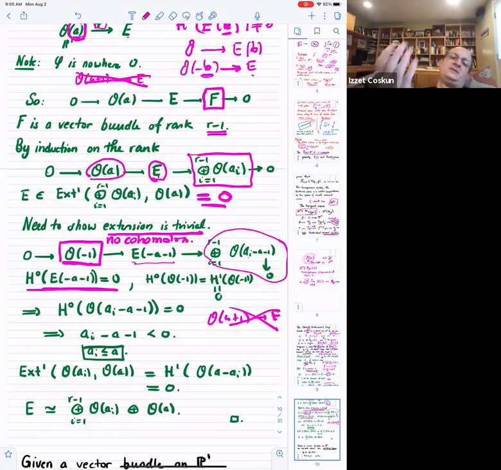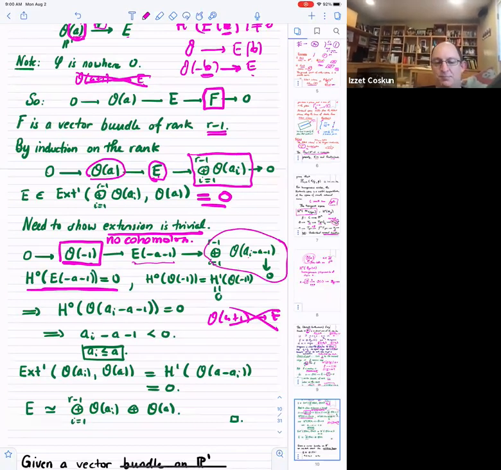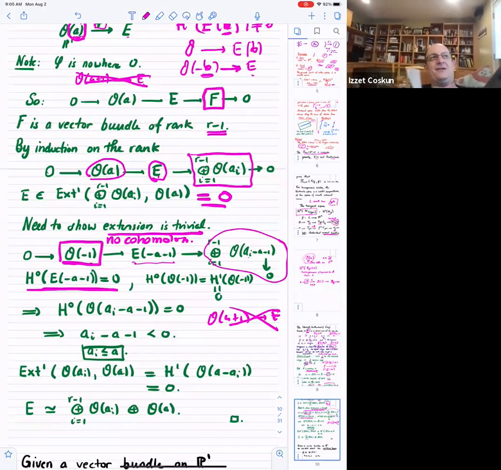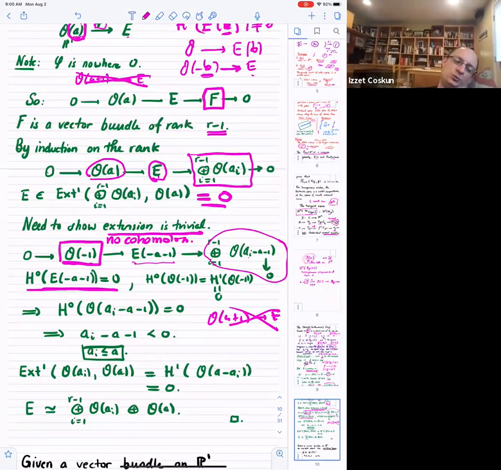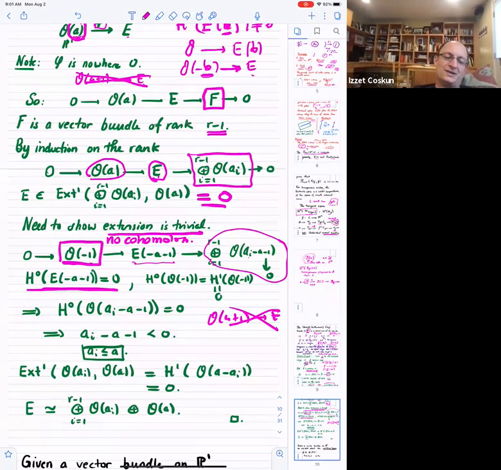But you see, that means that the H naughts, as I said, are polynomials of this degree. If this is going to be 0, then the degree had better be negative. So we learned that AI minus A minus 1 has to be less than 0. In other words, AI is less than or equal to A.